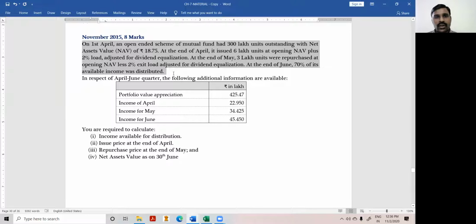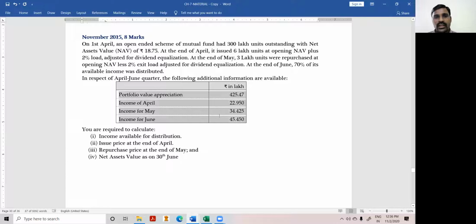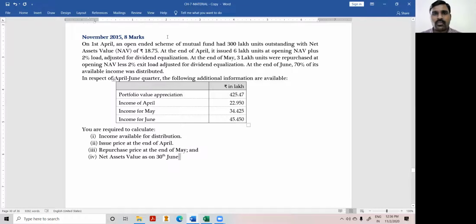In respect of April to June quarter, the following additional information is also available: portfolio appreciation, income of April, income for June. You are required to calculate income available for distribution, issue price at the end of April, repurchase price at the end of May, and net assets value as on 30th June. Very good problem. A lot of conceptual knowledge is involved in this problem.